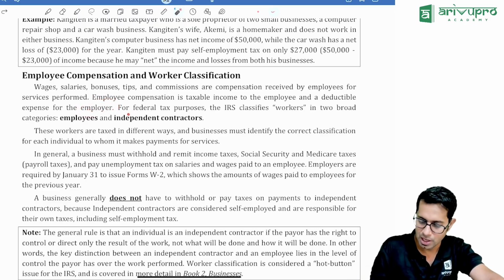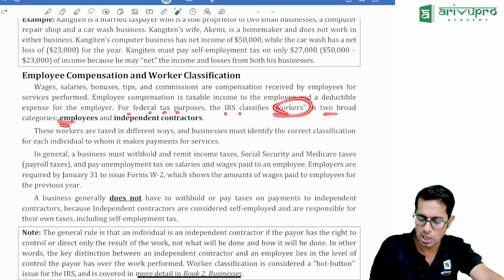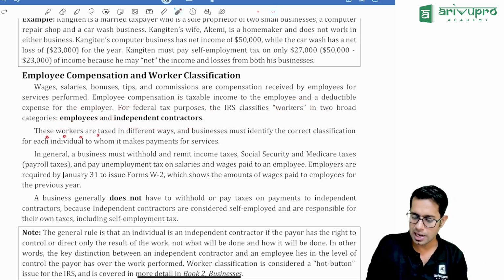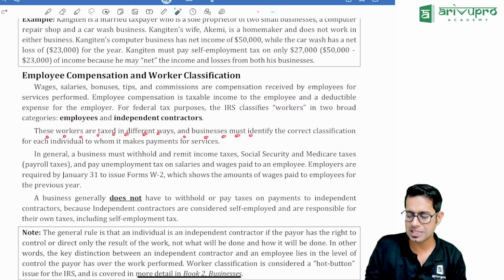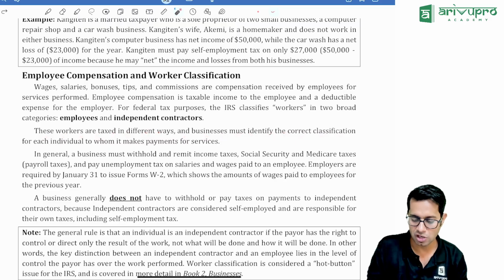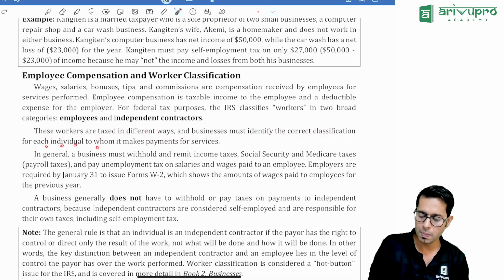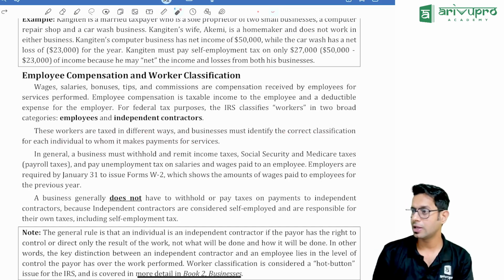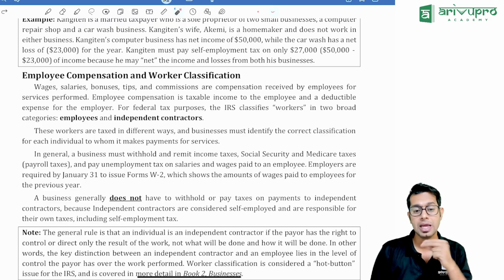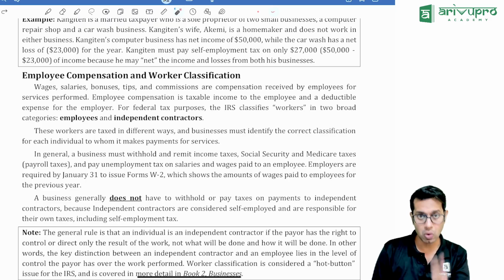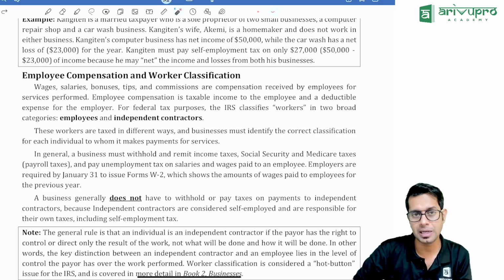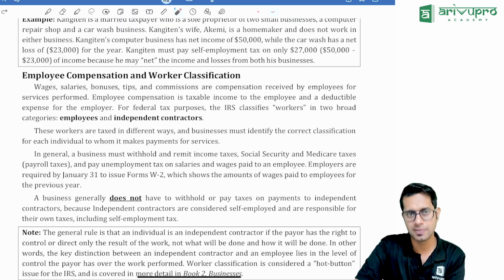For federal tax purposes, IRS classifies workers into two broad categories: employees and independent contractors. These workers are taxed in different ways, and businesses must identify the correct classification of each individual to whom they are making payment. So why is this classification important? Because a person who is paying the money should know whom he is paying, because based on to whom the payment is made, the tax will differ.